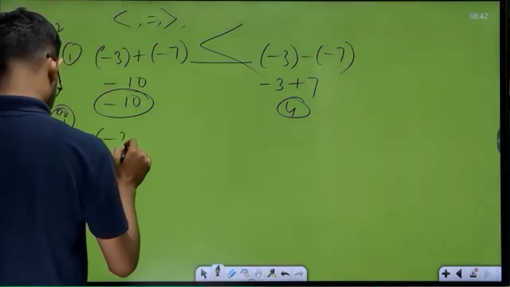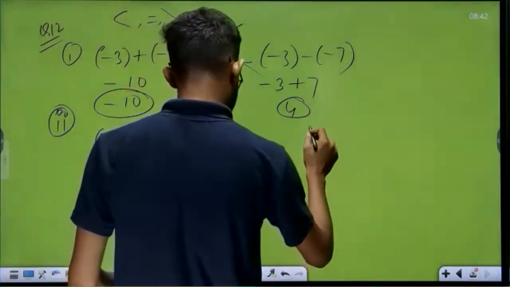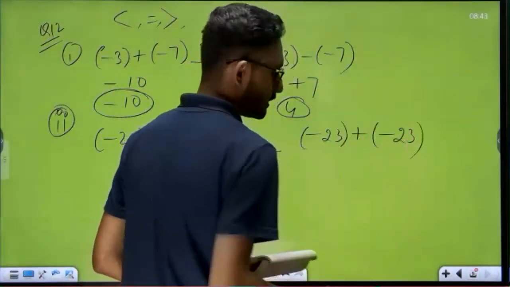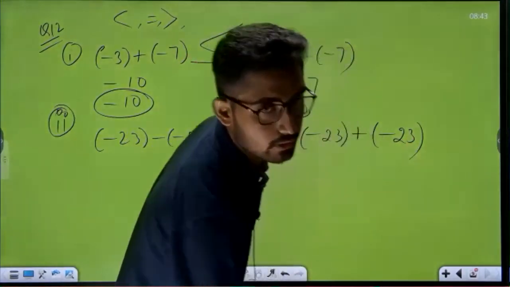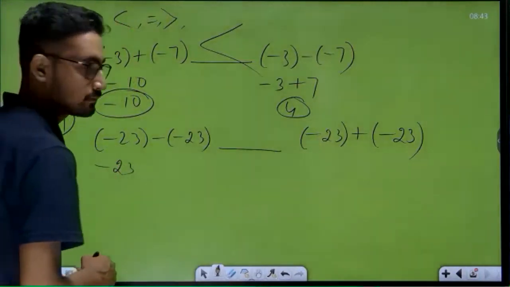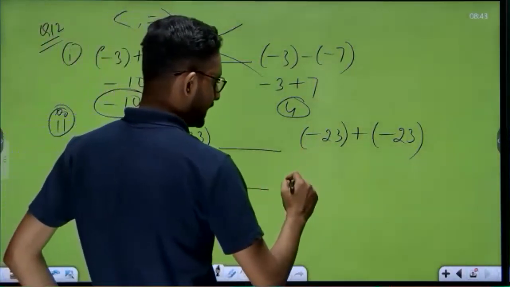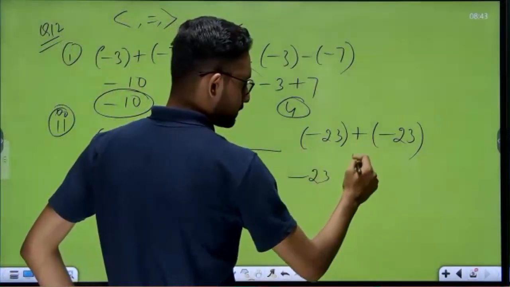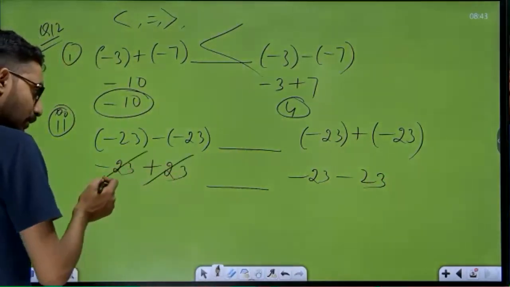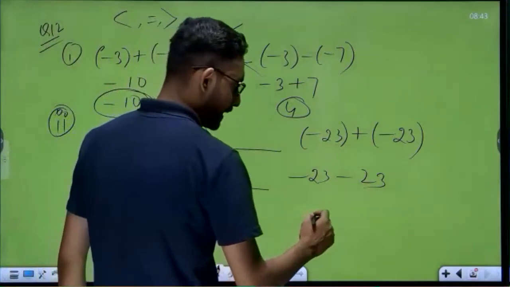Minus 23, that is minus 23 plus minus 23. That is your question. Now tell me students how I solve the question. Very simple. See, minus 23, write down, minus plus 23. Then minus 23 again write down, plus minus 23. Now this will be 0 because 23 minus 23 is 0. And this is minus 46.